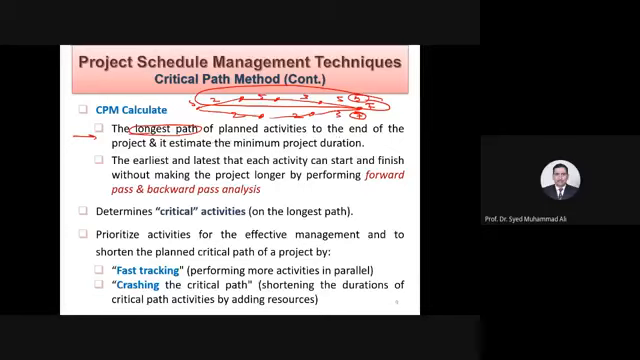to the end of the project and its estimate is the minimum project duration. Please keep this in mind. The longest path will be the minimum duration in which the project will be completed. Don't get confused. Common sense. The earliest and the latest that each activity can start and finish without making the project longer, by performing forward pass and backward pass analysis. You will do this.